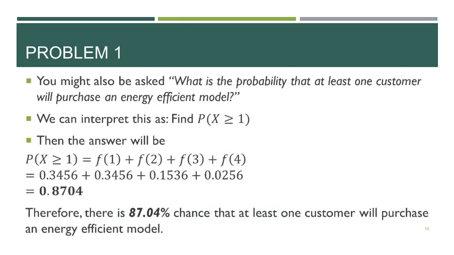We might also be asked, what is the probability that at least one customer will purchase an energy-efficient model? This means that either 1, 2, 3, or all the 4 customers will select an energy-efficient model. Then we can interpret this as finding the probability that the value of the random variable x is greater than or equal to 1. To solve, we will calculate f of 1, f of 2, f of 3, and f of 4. The resulting value is 0.8704 or 87.04% chance that at least one customer will purchase or select E.